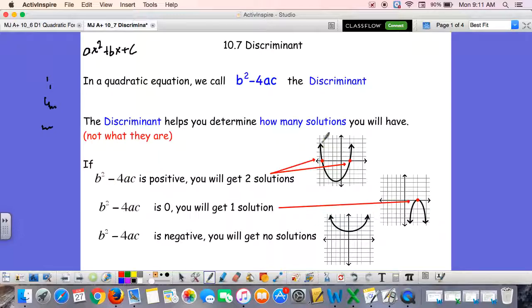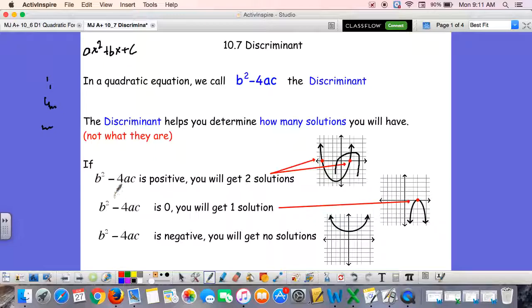That could look like this picture here, opening up, or it could look something like that, where we're opening down. Either way, you're going to have two roots. If b squared minus 4ac is 0, you get one solution, so your vertex is going to be on your x-axis. And if b squared minus 4ac is negative, then you get no solution. That means your parabola never crosses the x-axis.